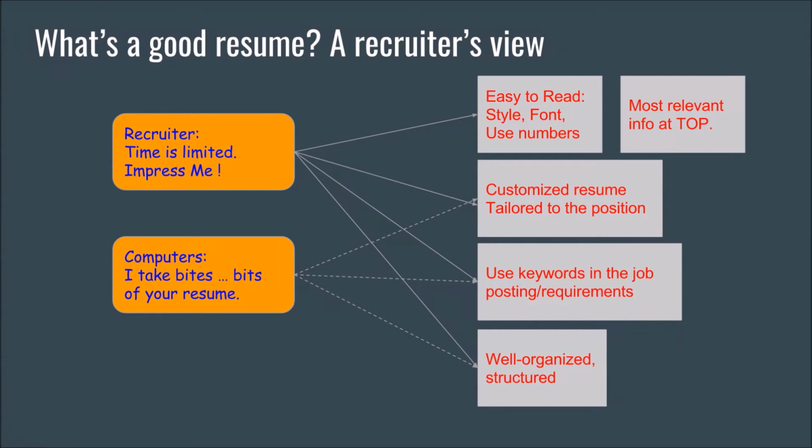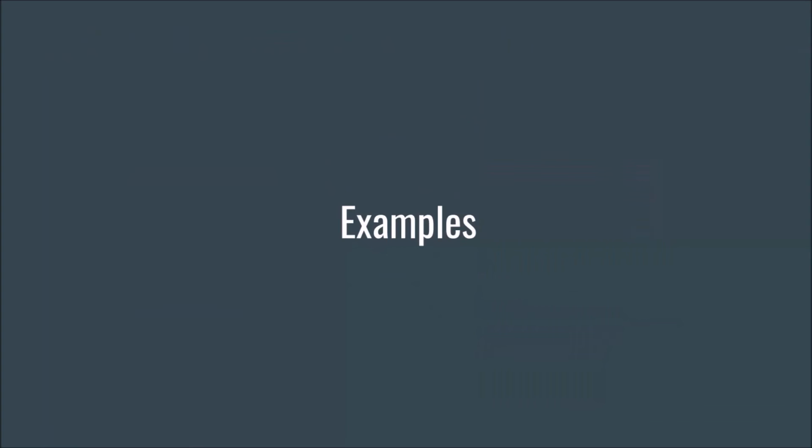The second one is most relevant info at the top, and a custom resume tailored to the position. The alignment has to be good. The third one is use of keywords is important, and well organized and structured. So the last three are supposed to be considered by computers, and the recruiter will see everything scanned within 6 to 8 seconds.